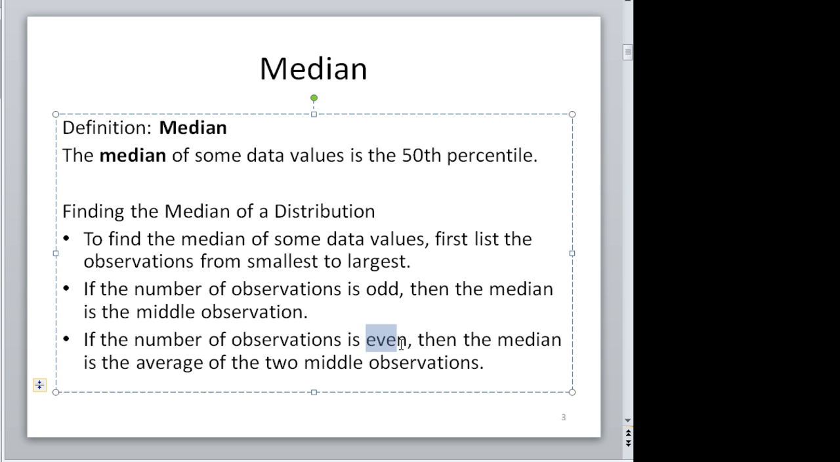But let's say the number of observations is even. Then what do you do? You pick the 2 middle observations and get the average of them. So let's say you have another data set: 2, 1, 3, 6, 4, 5. Now what you're going to do is rearrange it.